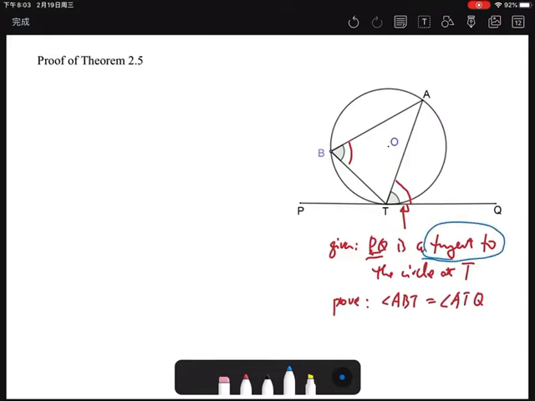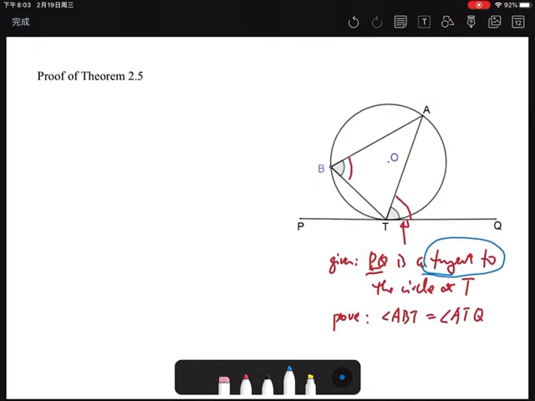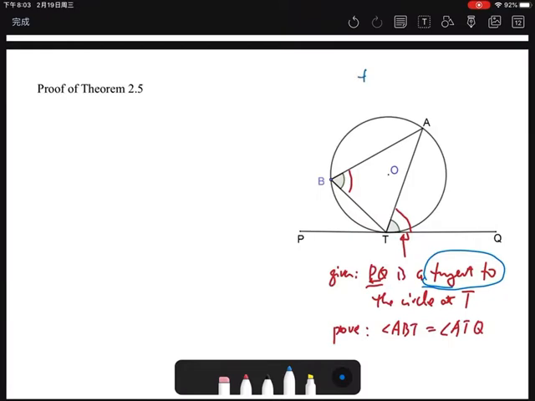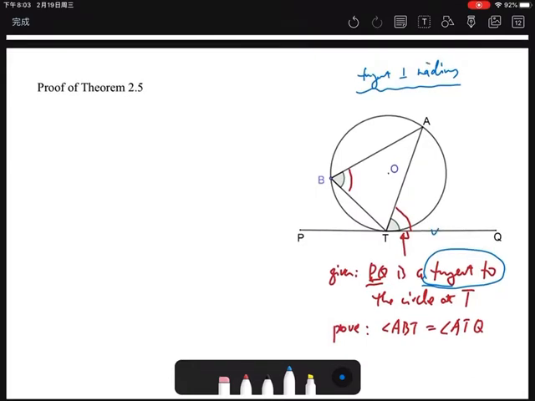When you see a given condition that is a tangent, you have to recall some properties about tangents. In section 2.1 and section 2.2, you have learned some properties or theorems about tangents. A very important and useful theorem you have learned is called tangent perpendicular to radius. Now PQ is a tangent, and here we do not have a radius.